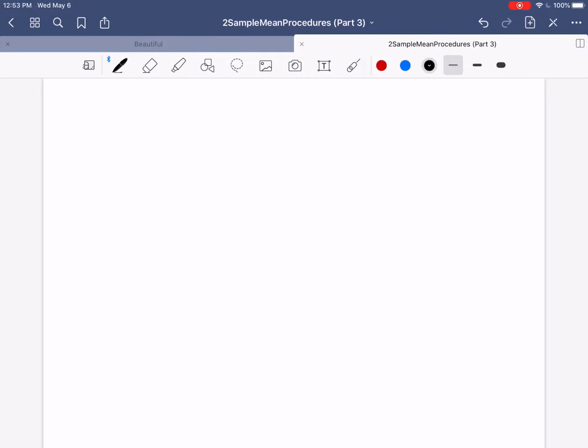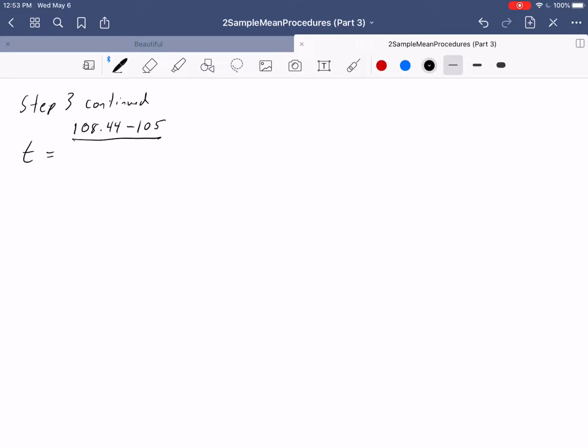So continuing on, we can zoom in a little bit. This is step 3 continued. So remember right now we have t is 108.44 minus 105 over 15.58 divided by the square root of 9. So we'll go ahead and do the top and bottom separately.